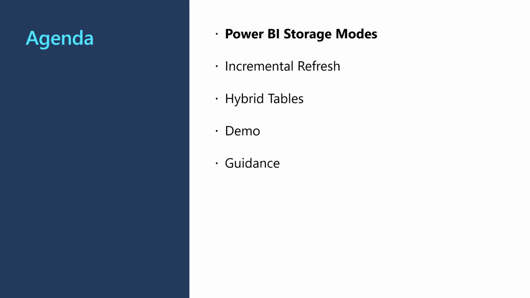So what we're going to do is spend a little bit of time evaluating the various storage modes that Power BI offers and look at the pros and cons of each of those. And then we'll dig into the various features that we want to discuss today. First, we'll look at incremental refresh, and then we'll also look at hybrid tables and how hybrid tables are an extension of incremental refresh. And then finally, we'll dig into a demo and give you some guidance that you can take forward and apply in your own implementations of Power BI.